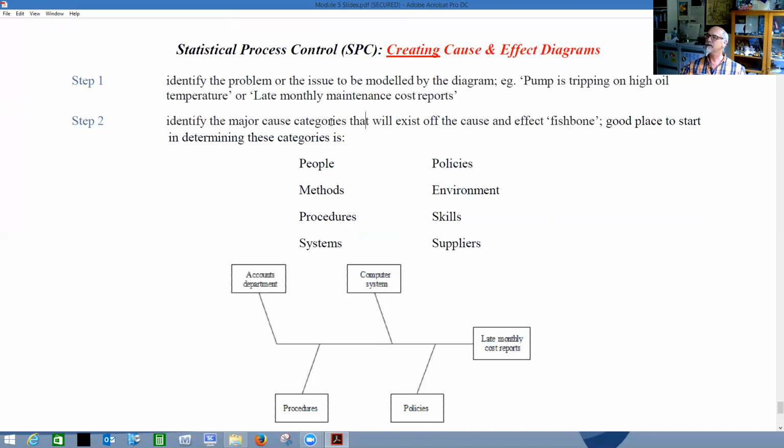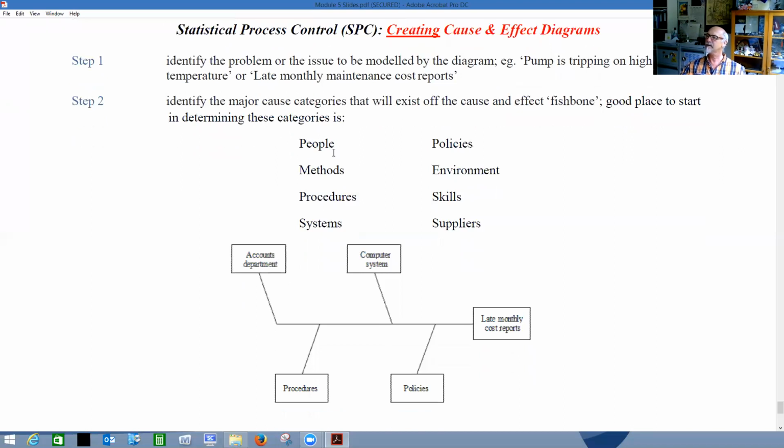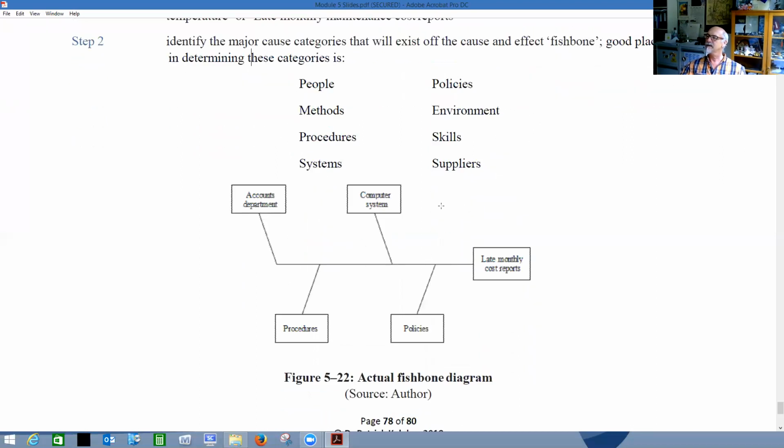So identify the major cause categories that will exist off the cause and effect fishbone diagram. Good place to start in determining. As I say, some examples that way. Here, this one is talking about the accounts department, the procedures, computer system policies, late monthly cost report. Just as an example.